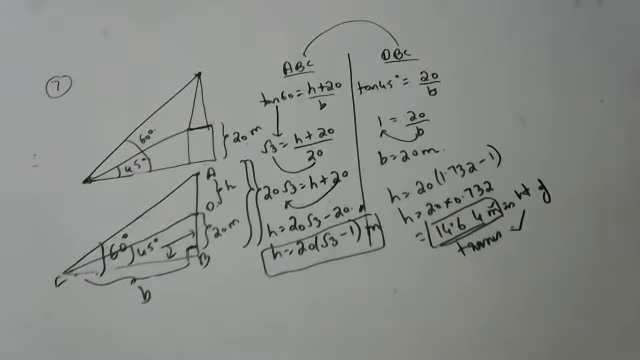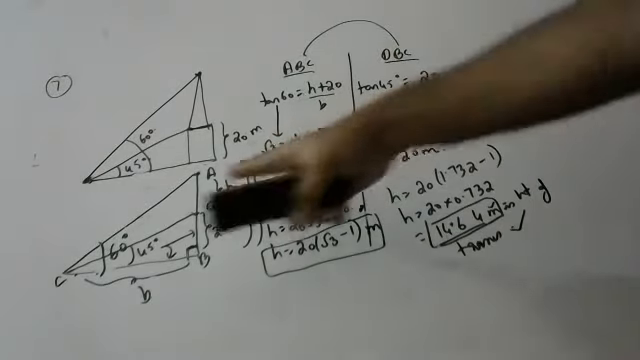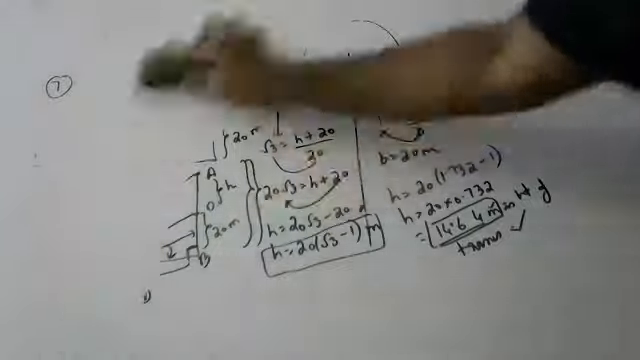Now go to the eighth sum, children. The eighth sum is also the same, but here the upper height is given. This one we have to find out. Same figure, children, but the upper height is given. Please check it.